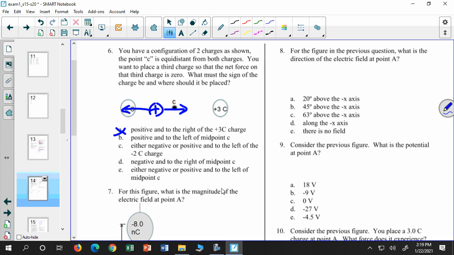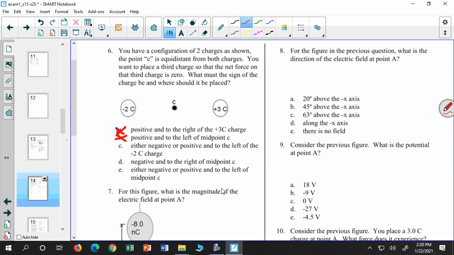Oh, you're right. I did that wrong, didn't I? Not to the right, to the left. You're absolutely right. So B is not the right answer. Y'all see what she said? There's a repulsive force from the +3 coulomb charge and an attractive force to the -2 coulomb charge. So not that one.